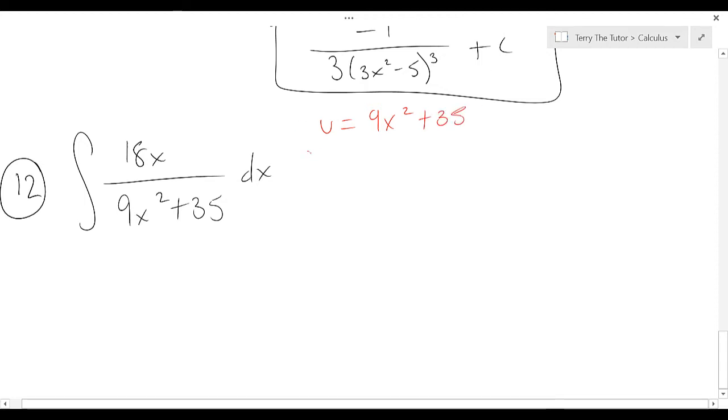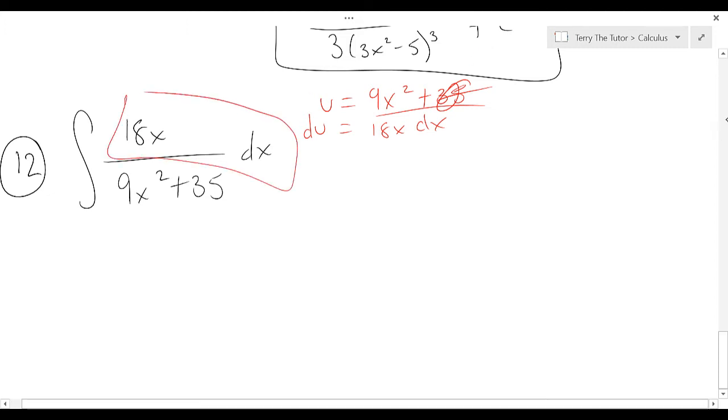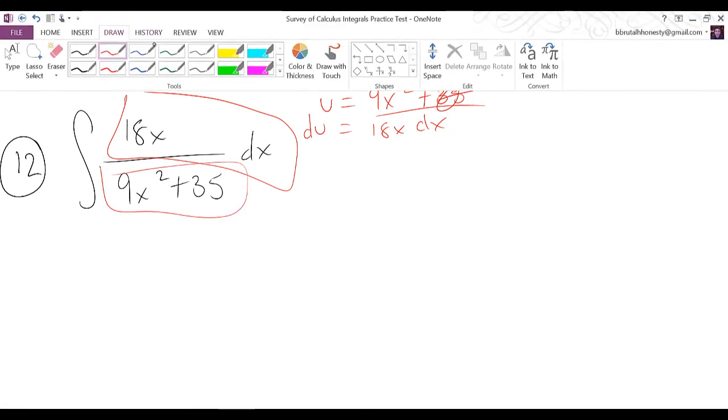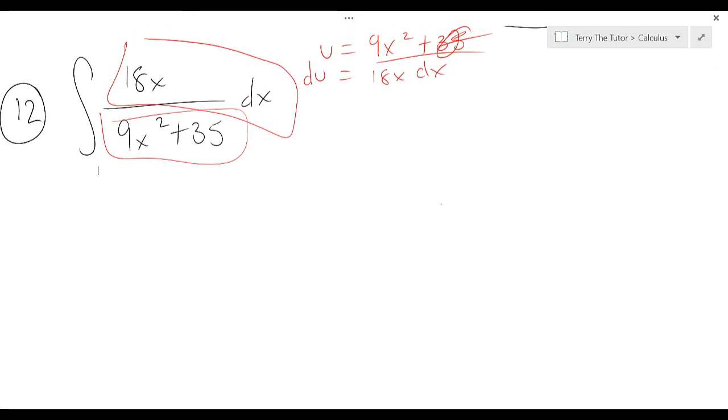And then, of course, we're going to take the derivative of both sides. So here's my u, derivative is du. Derivative of this, well, let's find it out. We've got 18x, and that goes to 0. Awesome. Oh, but we can't forget the dx. So it looks like I can identify my du. Do I have a u? I have a u.